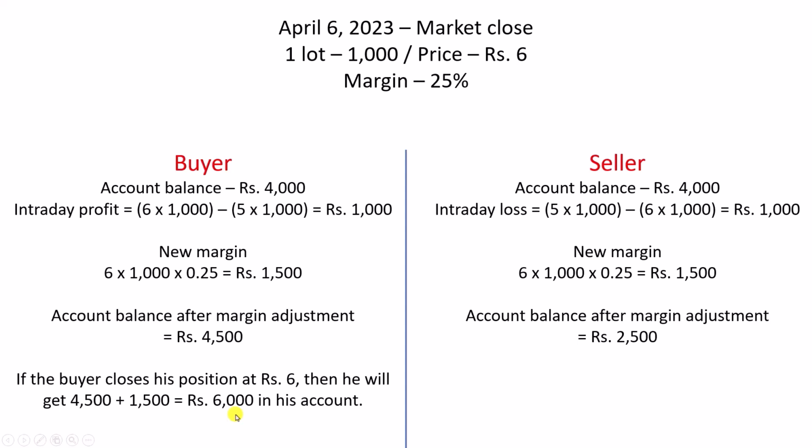After closing the position it is 6000, so total profit is 1000 rupees. Okay, same goes to the seller.